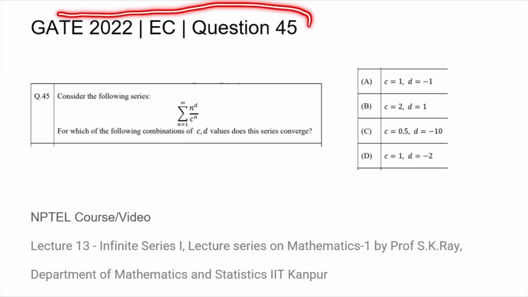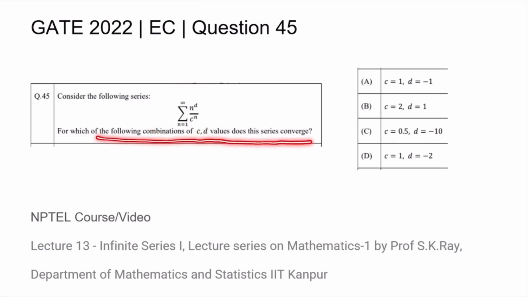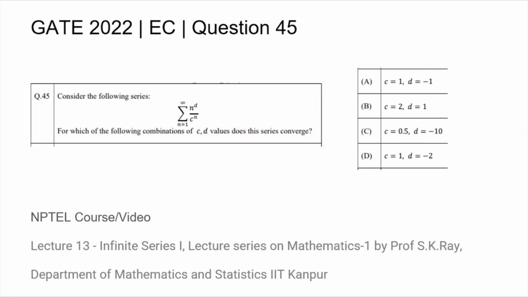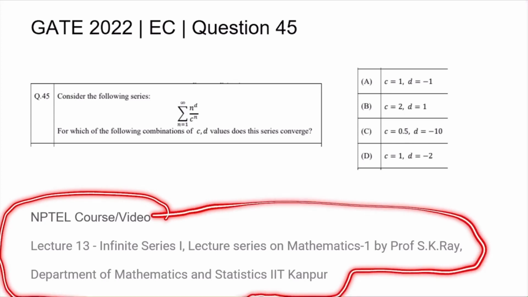This is question 45 from the GATE 2022 EC paper, where we are given the following series and are asked to find out for which of the following combinations of C and D from these options does this series converge. Underneath the question, you will find the title of the NPTEL course or video relevant to this topic.